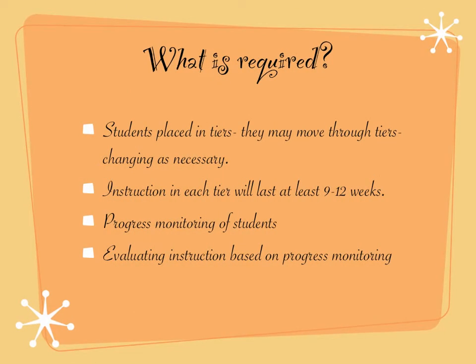So what is required for RTI? Well, first you need to place your students in their tiers, either in Tier 1, 2, or 3. Each tier instruction will last at least 9 to 12 weeks. So if you have a child that comes into Tier 2, they will need to receive instruction in Tier 2. If they get 2 data points, then you can move them into Tier 3, but you have to wait at least 9 to 12 weeks in Tier 3 before you could make a referral. You will have to progress monitor these students, and you will have to evaluate the instruction based on the progress monitoring.